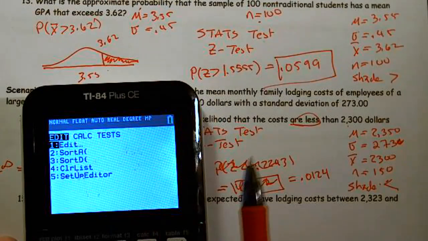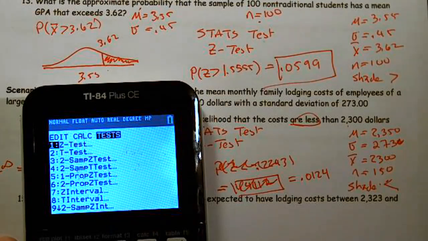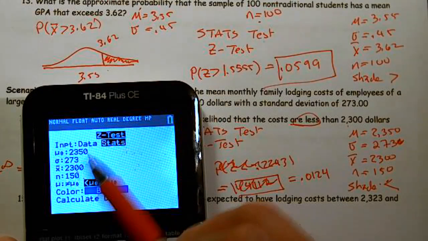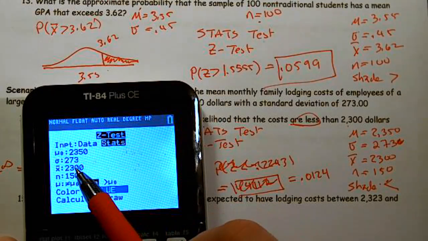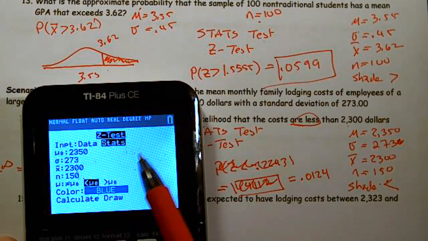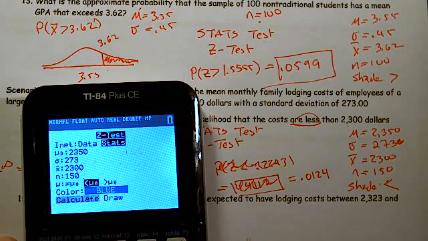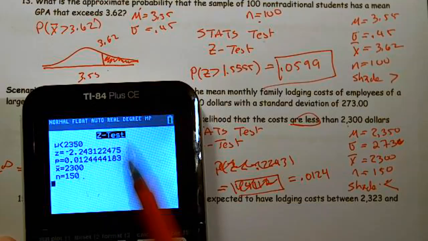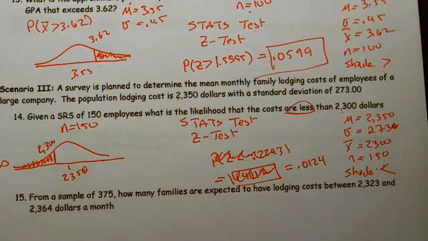Probability that z is less than negative 2.243. Run this one last time, make sure I have it right this time. Mean of 2,350, standard deviation of 273. 2,300, yes, this looks good. All right, so 0.01244. Now, could you have done that as a norm CDF?